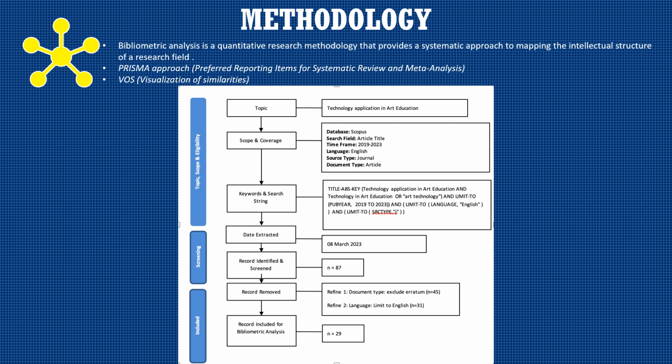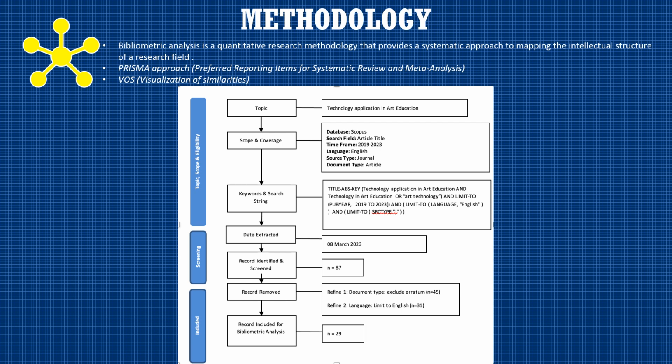PRISMA approach, Preferred Reporting Items for Systematic Reviews and Meta-Analyses. PRISMA stands for Preferred Reporting Items for Systematic Reviews and Meta-Analyses. It is a set of guidelines developed by an international group of researchers and methodologists to improve the reporting of systematic reviews and meta-analyses. So in this research, this method has been used.